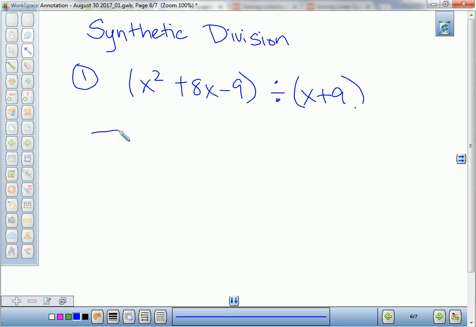Now, I start off by doing this little thing, and for some reason I call it a table. Doesn't look like a table. Yeah. But I call it a table. I don't know why. Alright, so I draw my little table, and on the table, I always put the opposite of this. Okay, so the opposite of this goes on the table. We always put the opposite on the table.